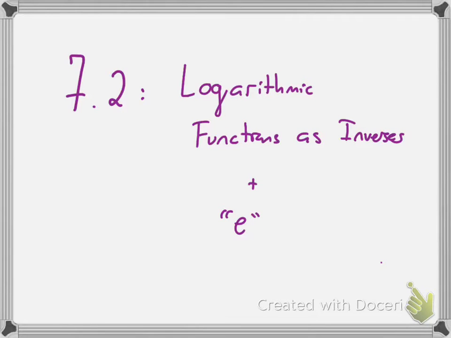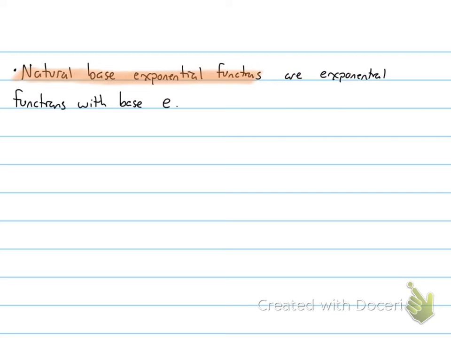In section 7.2, we're going to learn about logarithms and what they look like as a function, and the value of e. A natural base exponential function is an exponential function with base e. You could think of e as being like pi. It's an irrational number that's used a lot, so we have a symbol for it, and there's a button in your calculator that you can use for it.